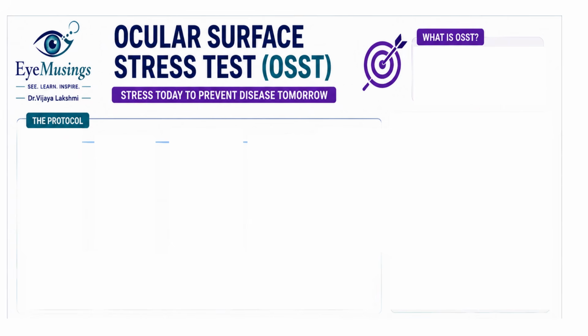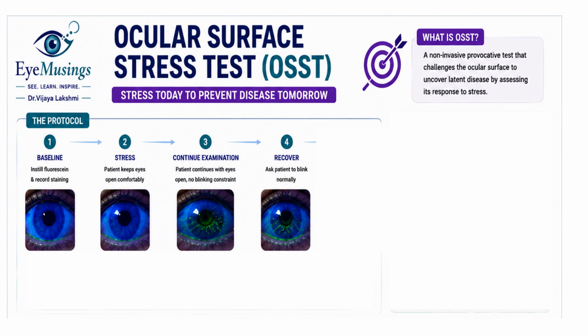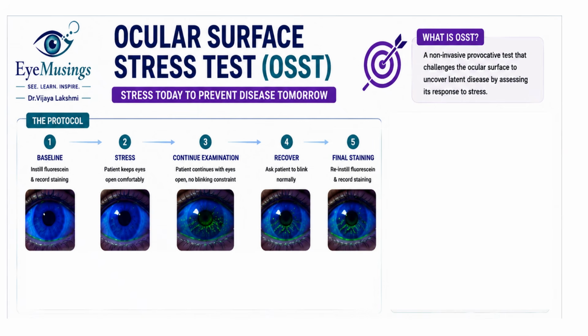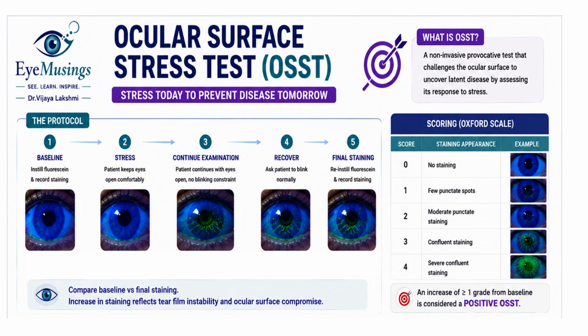Next, I want you to know about the ocular surface stress test, which detects ocular surface stress. In this, we initially instill the fluorescein and carry out the routine examination, then allow the patient to recover, ask the patient to blink normally, and again reinstill the fluorescein and record the staining. You record the staining appearance before and after the test, and an increase of more than one grade from the baseline is considered a positive ocular surface stress test.